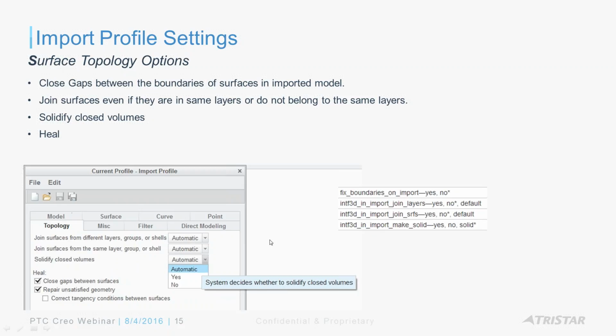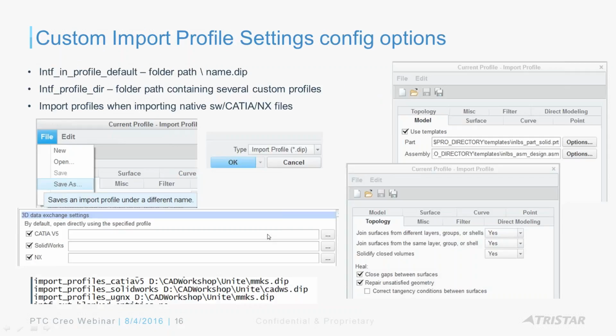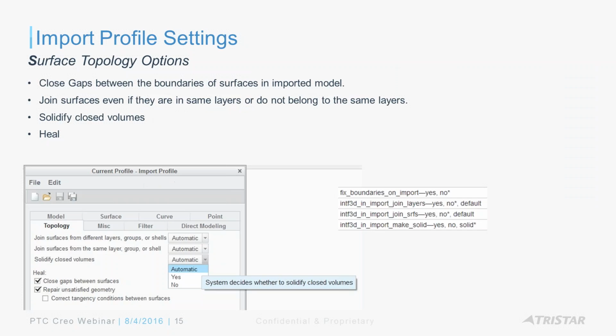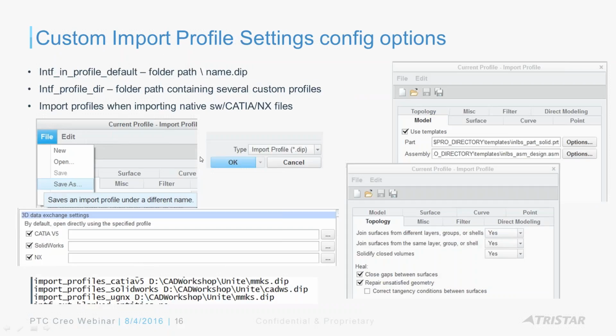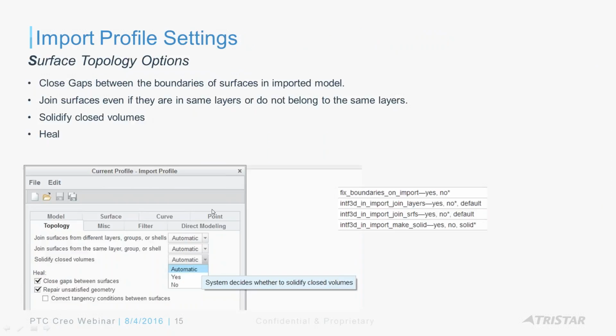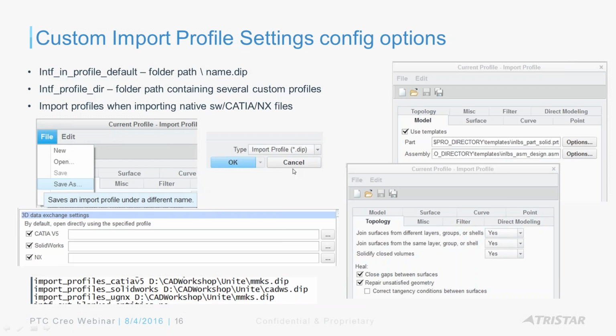So once you set these, you can also customize this, so that every time I launch Creo, I shouldn't be setting these up every time. Where does it read these from? There is a config.pro option called interface profile default, wherein you can set up your settings as you want, and then save it as a .dip file. That's the import profile editor extension, and then point it to that.